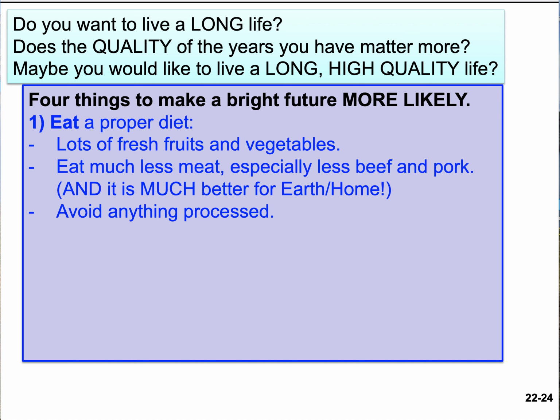And one other bit of advice, and this is the kind of thing that's commented on now, is avoid things that are processed. Things in a can. Okay? Things in a box. If it didn't grow that way, try not to eat it. Okay?